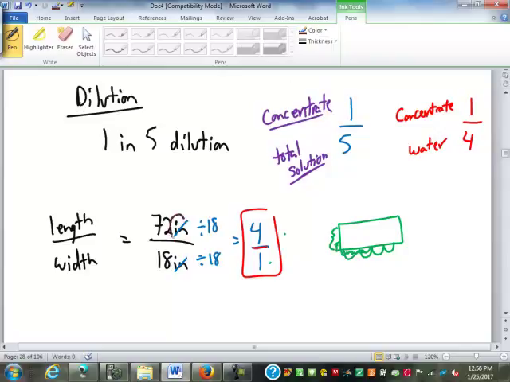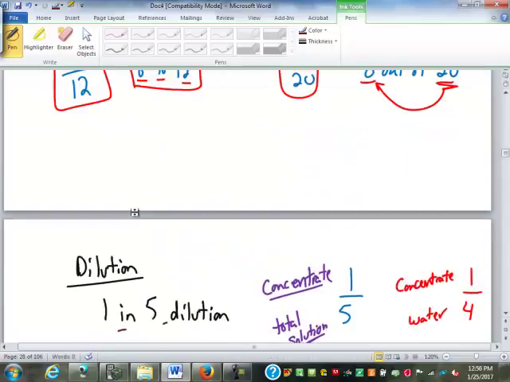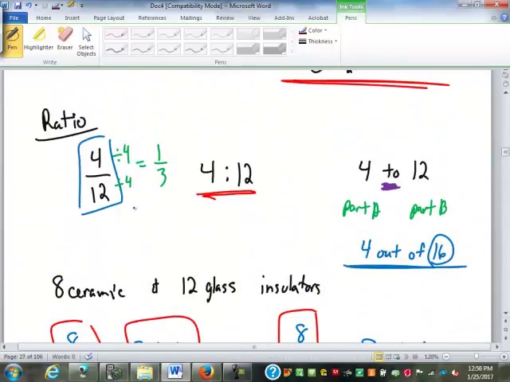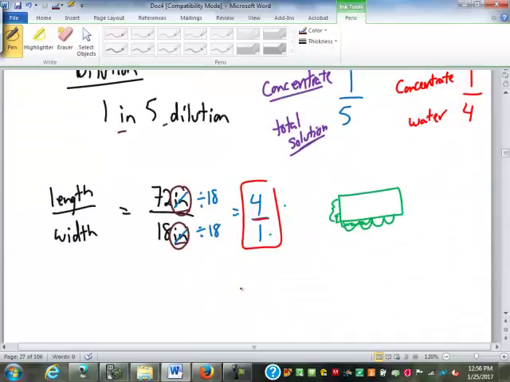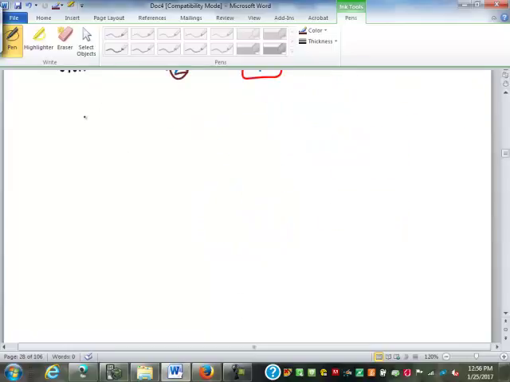You'll notice in all the ratios I've created, the units have been the same, inches to inches. This was milliliters to milliliters, or parts to parts. Up here, it was students to students, insulators to insulators. In a ratio, the units or the labels on the two numbers we're comparing must be the same. So if I have 2 feet to 18 inches, that is not a ratio the way it's written because they're different units.